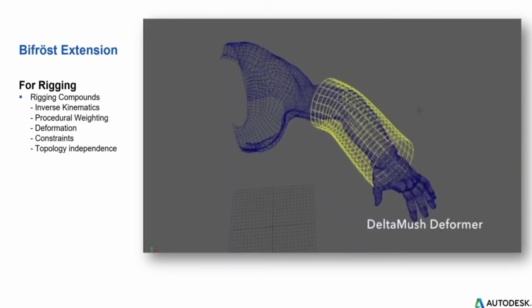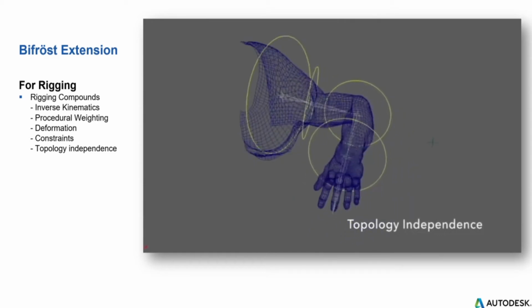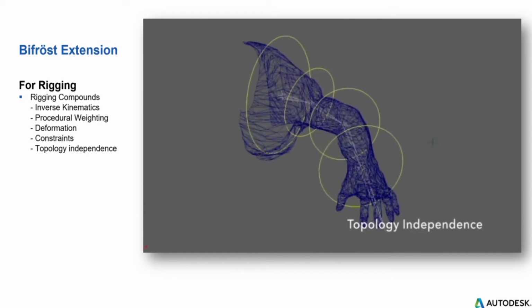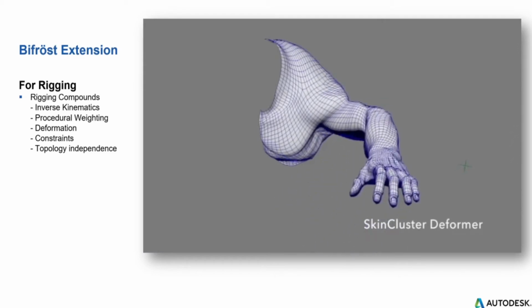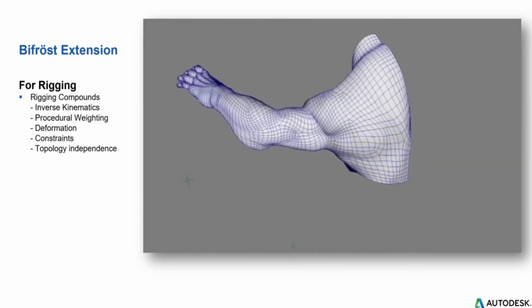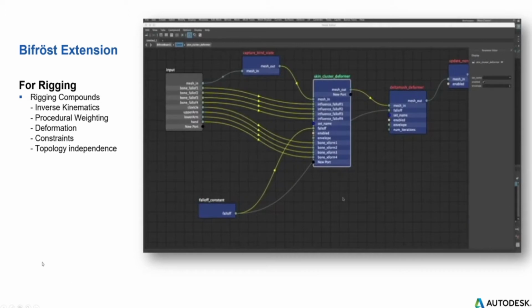So here's again the proximity, and here's the example for topology independence, which means we have a deformer that works in space along the skeleton, but the geometry underneath does not matter at all. So that works independently from that geometry.